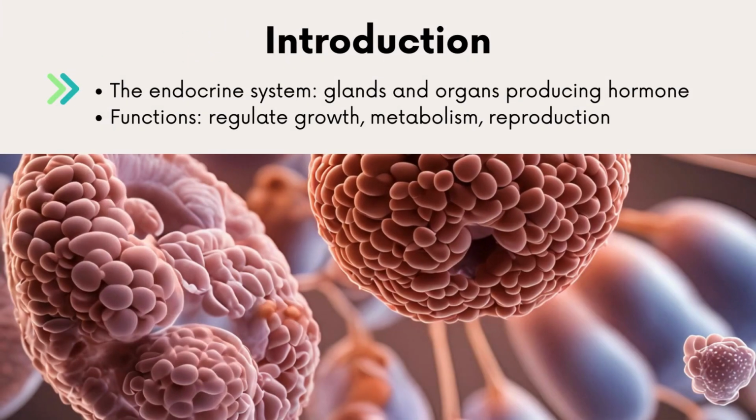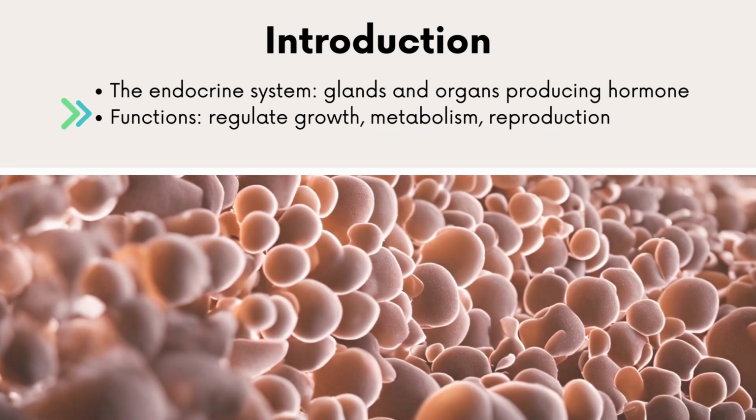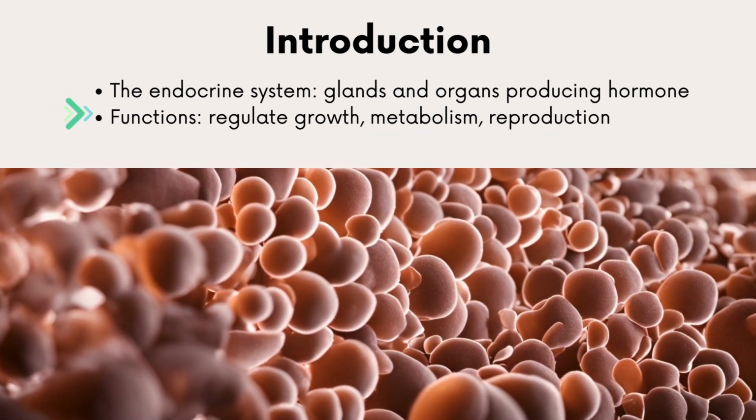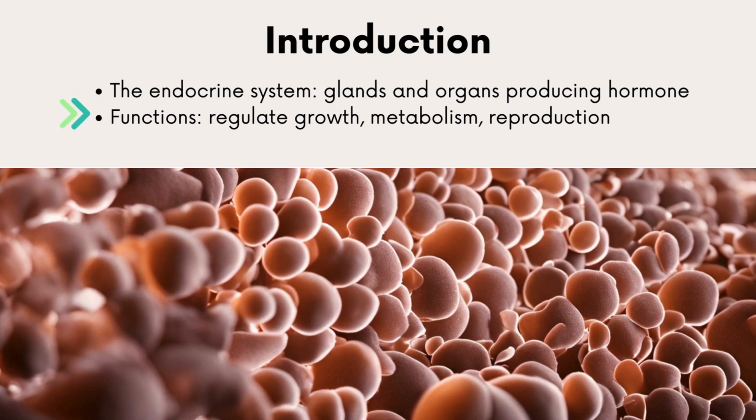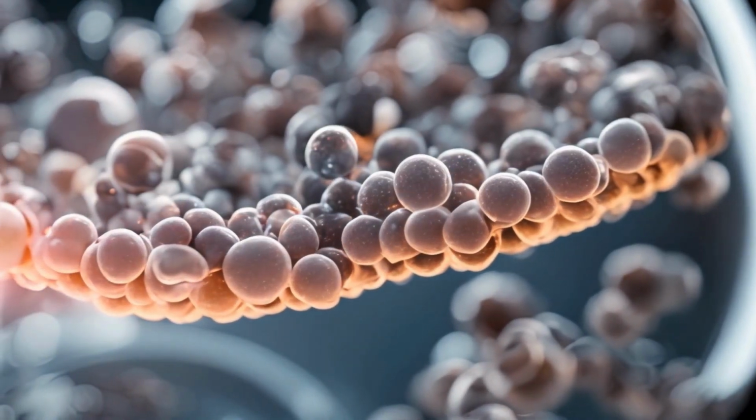The endocrine system consists of glands and organs that produce and secrete hormones. These hormones regulate various bodily functions, such as growth, metabolism, and reproduction. Here is an overview of the major endocrine organs and their functions.